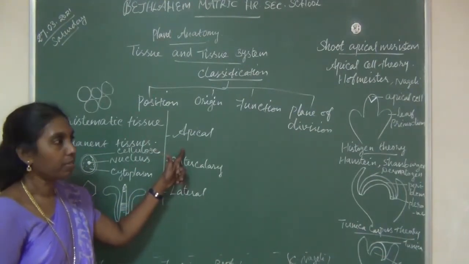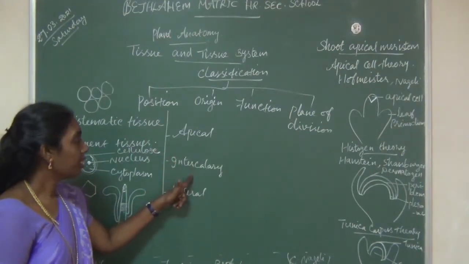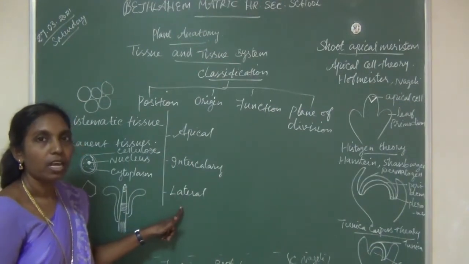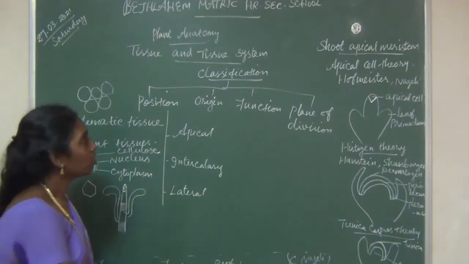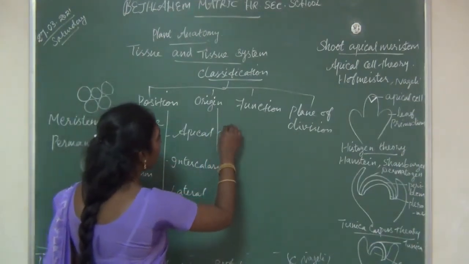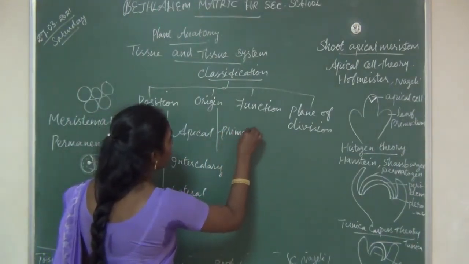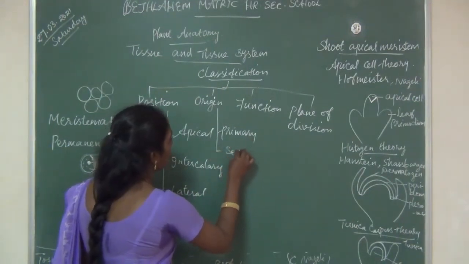There are three different types: apical meristem, intercalary meristem as well as lateral meristem. Then based on origin, there are two different types of tissues. They are primary and secondary.